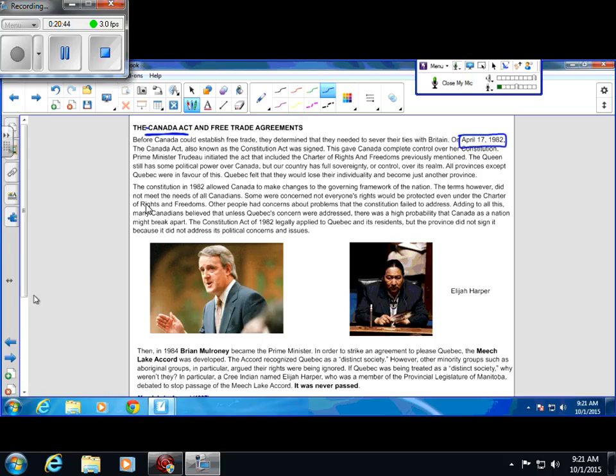But when the Canada Act or the Constitution Act was signed on April 17th, 1982, that changes things. This gives Canada complete control over its own constitution. Remember our Prime Minister Pierre Elliott Trudeau? He created the Charter of Rights and Freedoms. The Canadian Charter of Rights and Freedoms, like I talked about before, is entrenched into the Constitution. It is a part of the Canada Act.